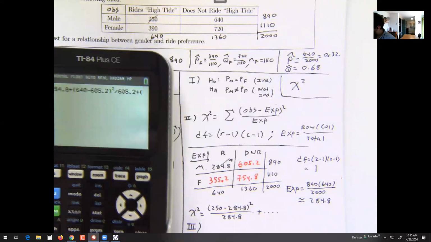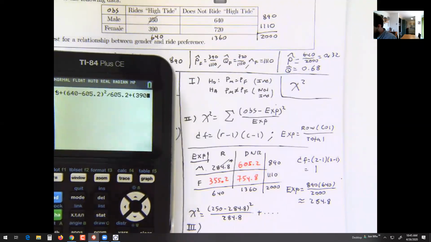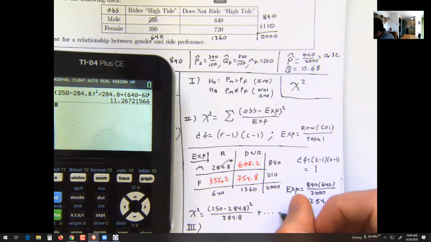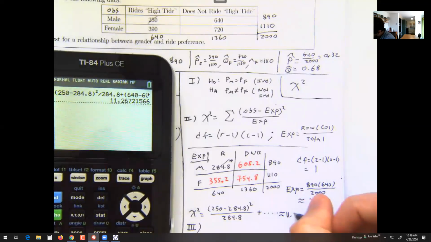My next number is 390. That got paired up with the 355.2. And the last value was 720 minus 754.8. This was paired up with 754.8. This gives me a chi-squared value of 11.27 or so.